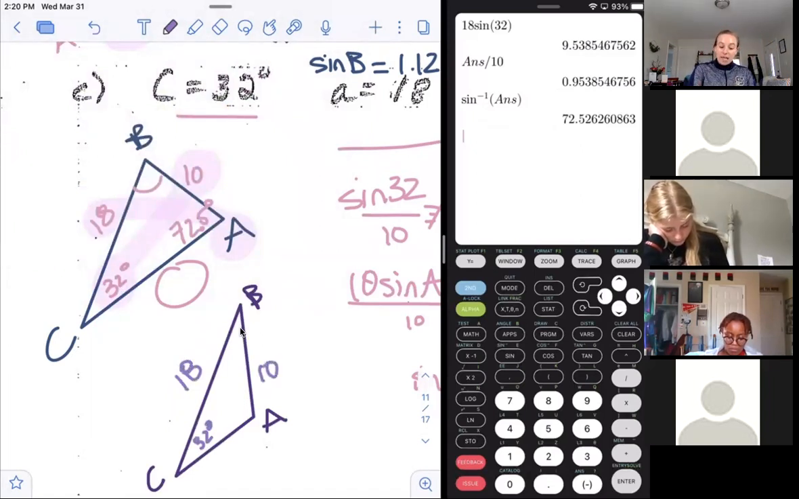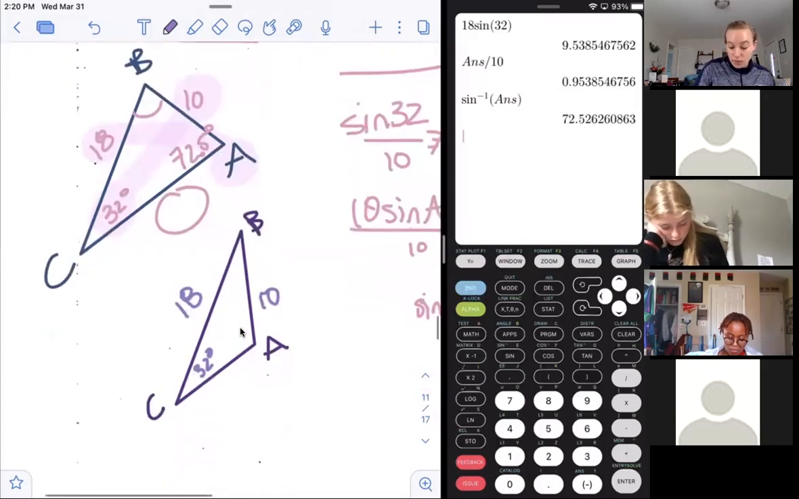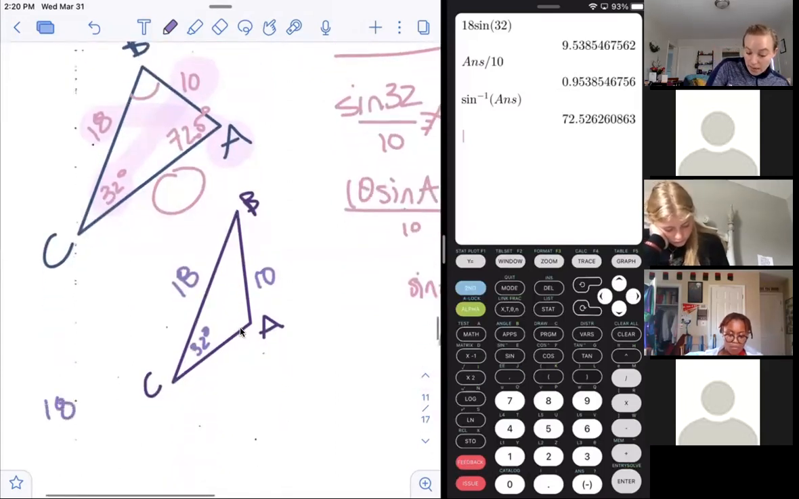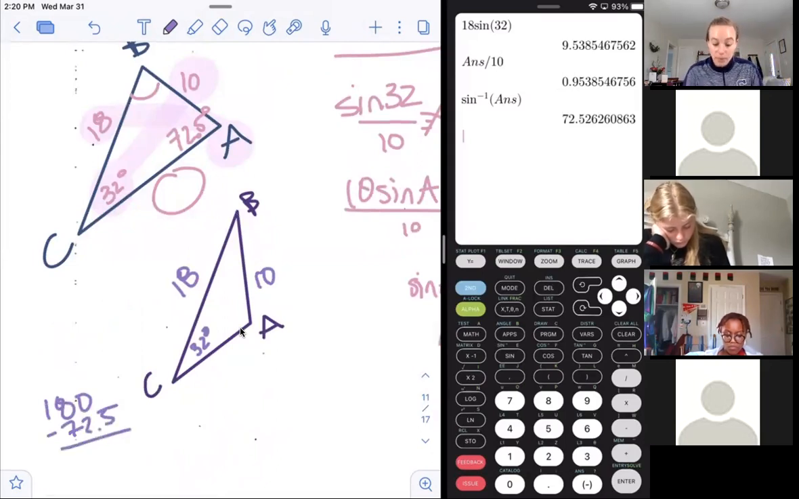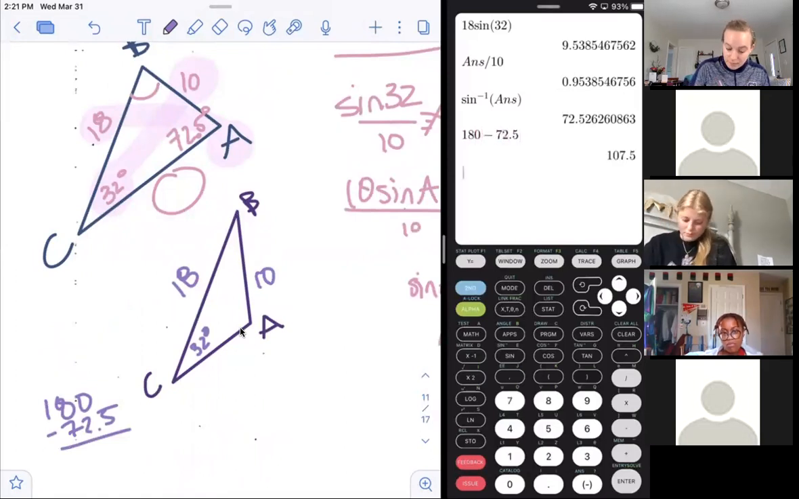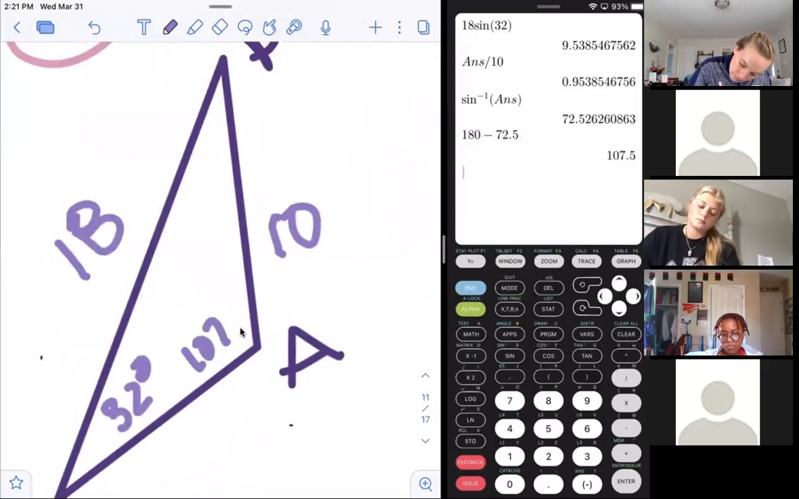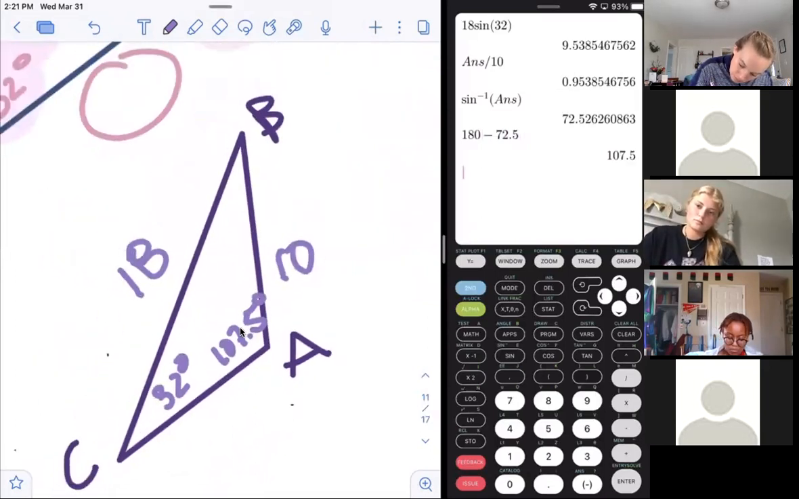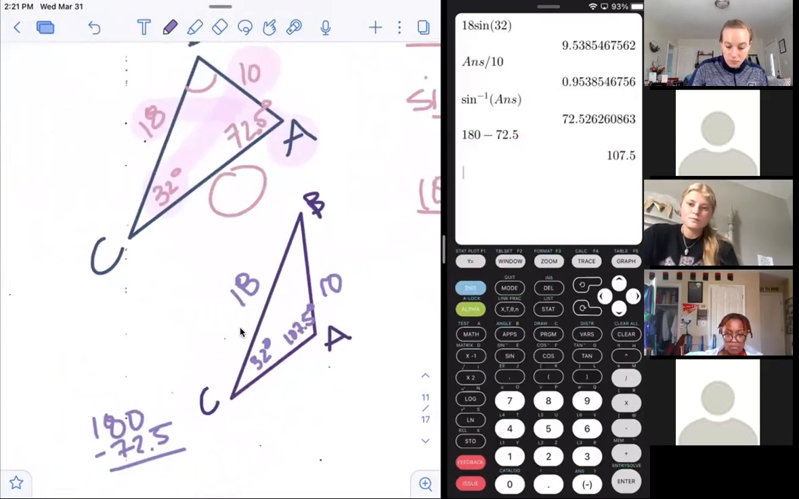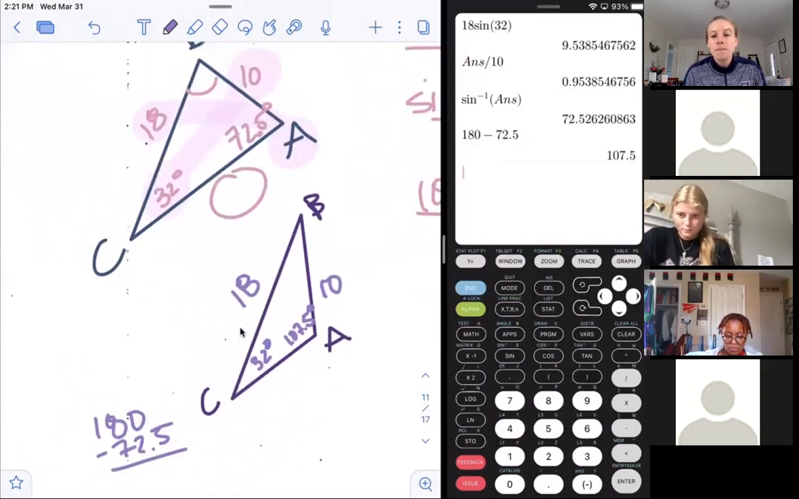But my angle A is not going to be 72. It's going to be 180 minus 72.5. I want to see if its supplement works as an obtuse angle. So let's see what angle that is. 180 minus 72.5 is 107.5. Okay, so now I have 2 triangles.